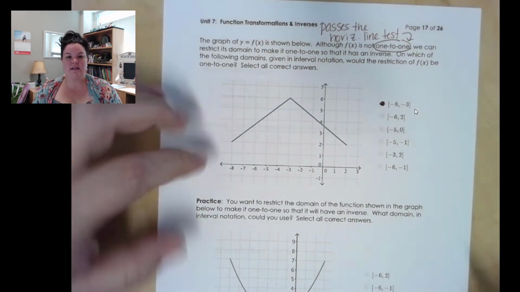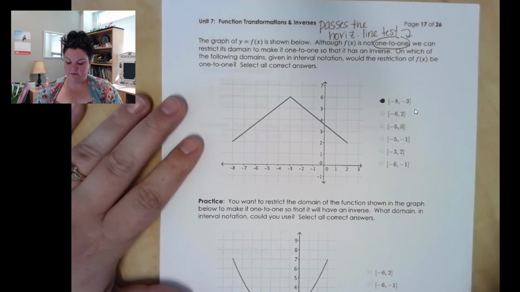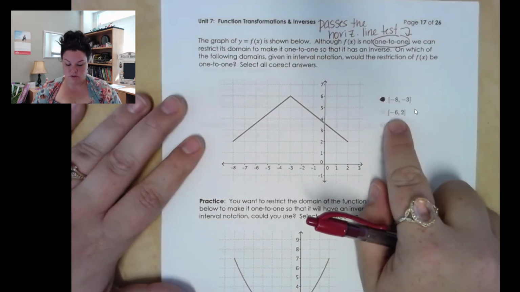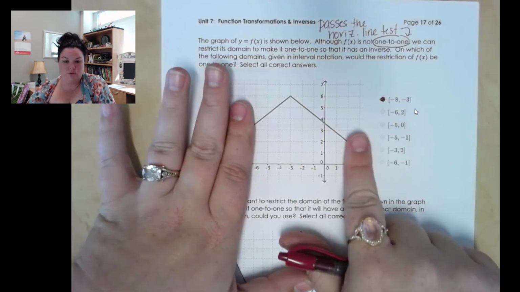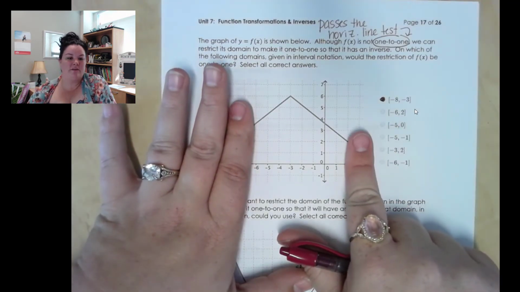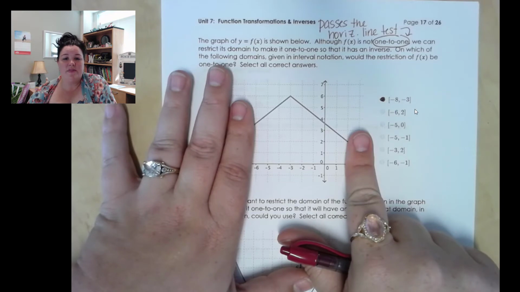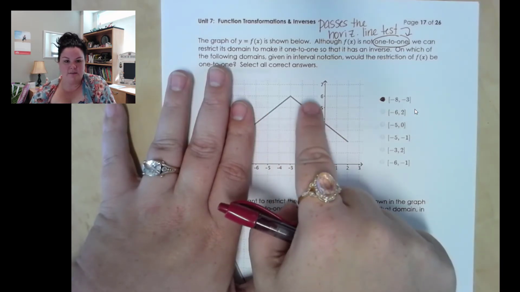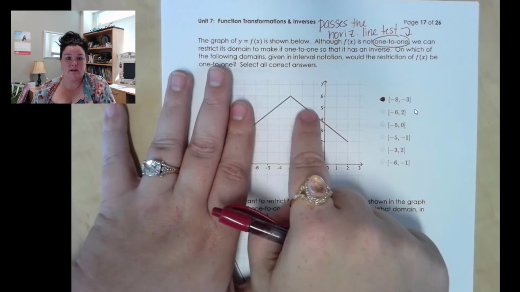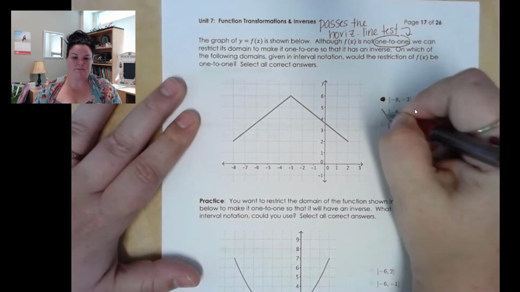Okay, let's look at the next one. The next one is from -6 to 2. So let's go over here to -6 and then over here to 2. So every piece of this graph between my two fingers, would that pass the horizontal line test? And we can see easily that it would not, right? Because I could draw a horizontal line right here and it's going to hit 2 times, one on each side of this peak, right? So that one does not work.